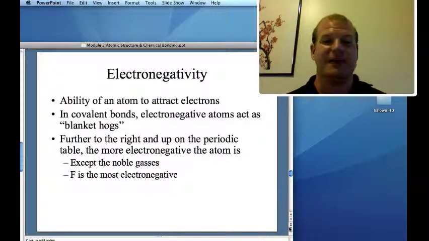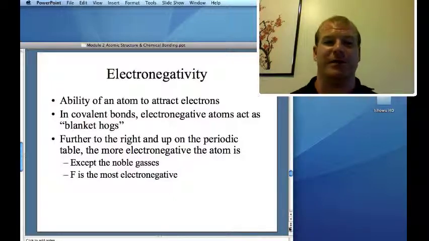And atoms are kind of like people. Different people are more attractive to the opposite sex. Likewise, different atoms are more attractive to electrons. Electrons really like fluorine, but they don't like cesium as much. Why? Because fluorine is a small atom with a really positive nucleus, and cesium is kind of a big, clumsy atom with a really weak positive nucleus. Because of that, when things bond, they can be blanket hogs. If you've ever shared a bed with someone who is a blanket hog, that person can take all the blankets away from you.